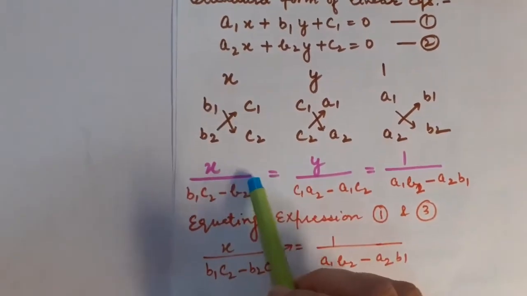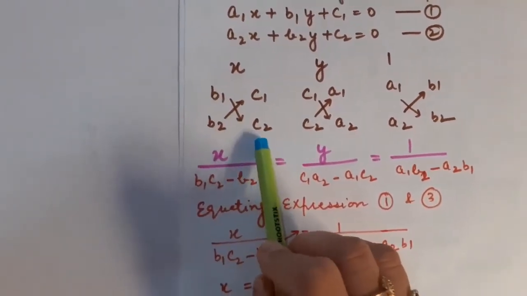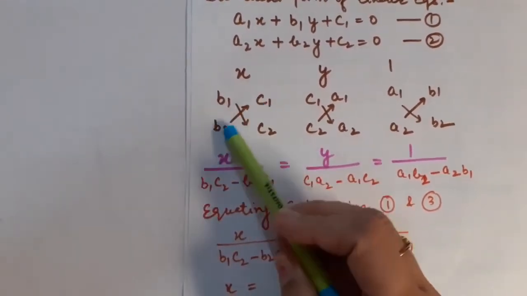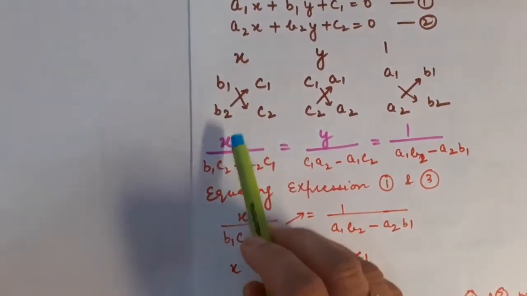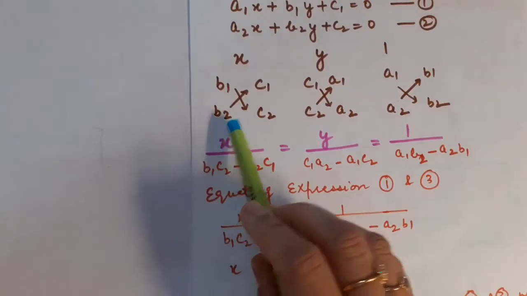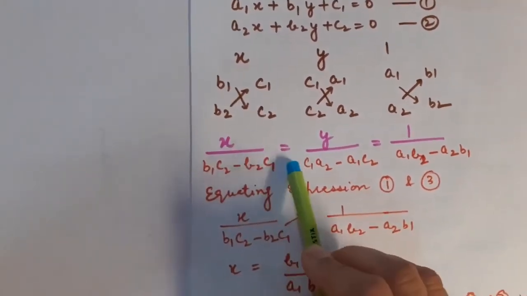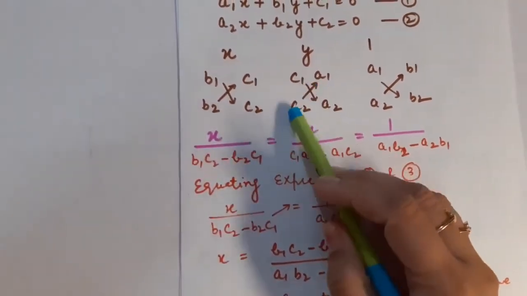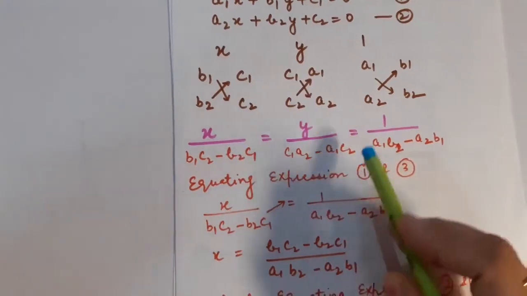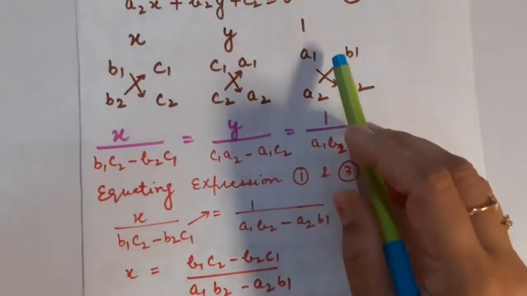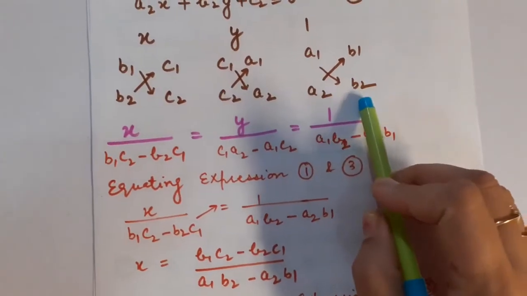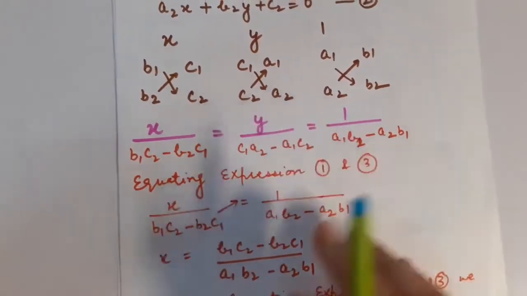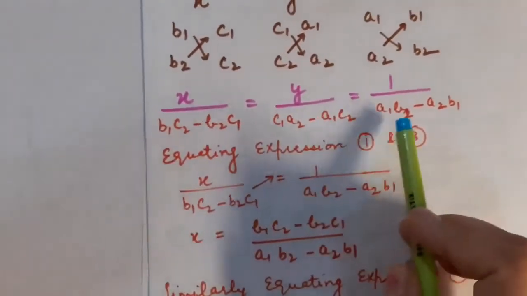x upon, you have to write b1 multiplied by c2, with minus sign. You have to operate minus when you multiply b2 by c1. So it would become the complete expression, that is b1 into c2 minus b2 into c1. Understood? Is equal to y upon c1 into a2, here you are going to operate minus sign, minus a1 into c2, is equal to 1 upon a1 into b2, minus a2 into b1. Correct? So these are basically three expressions which we have got.